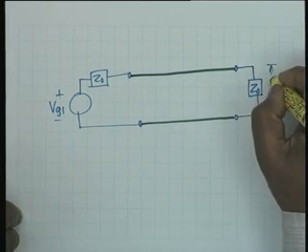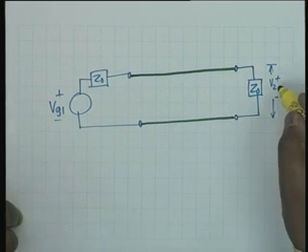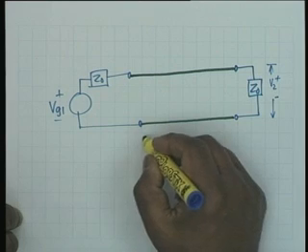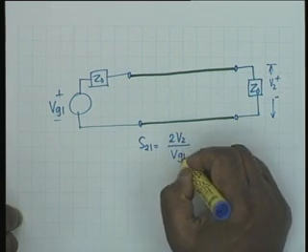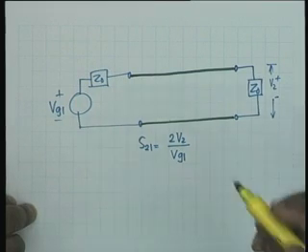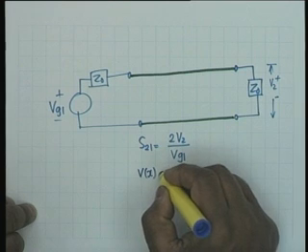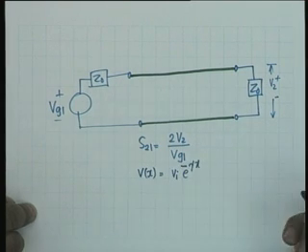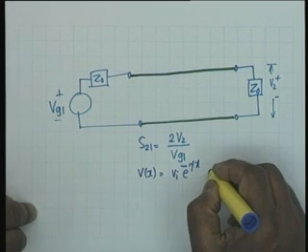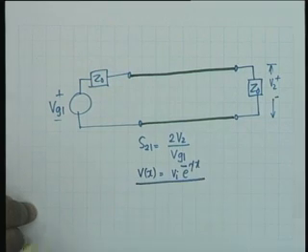What we have to calculate is V2 and relate it to VG1. S21, if you recall, would be twice V2 by VG1. Now we also know that V of x in general is equal to Vi e to the power minus gamma x plus Vr e to the gamma x, but Vr would be equal to 0. Therefore this would be the general relationship.